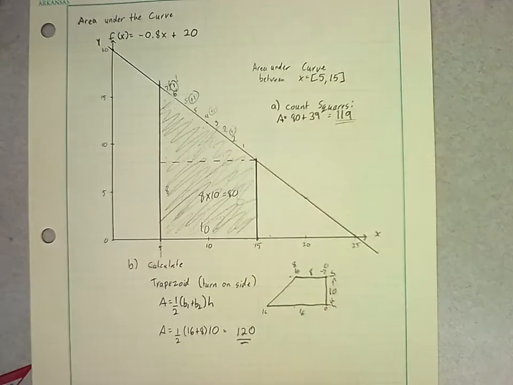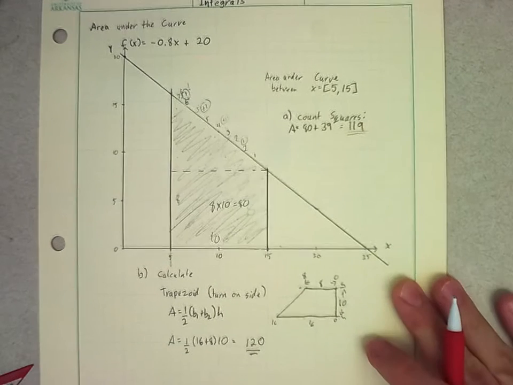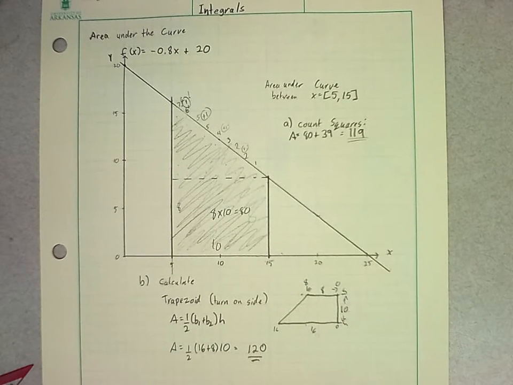We counted up and got 119. So we were pretty close. So our counting squares method works pretty well, at least with a trapezoid, where we can get it. So what happens if we get a more complex function?